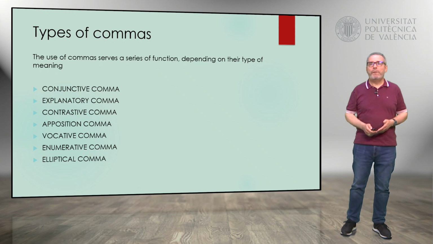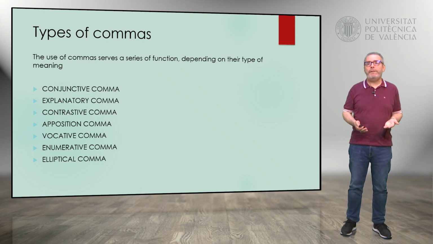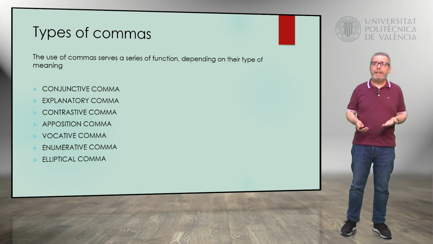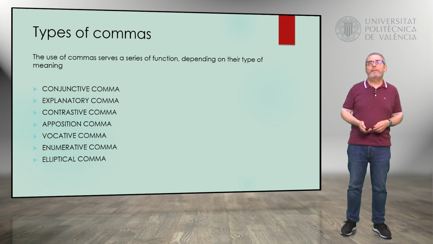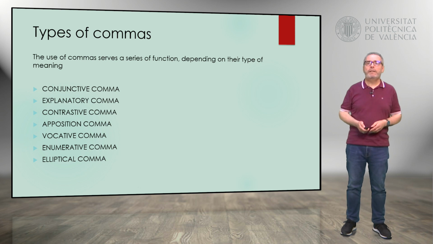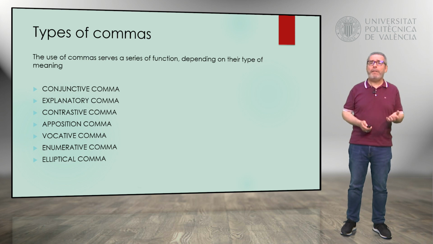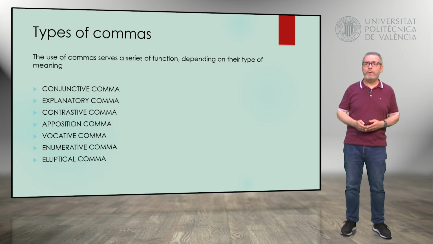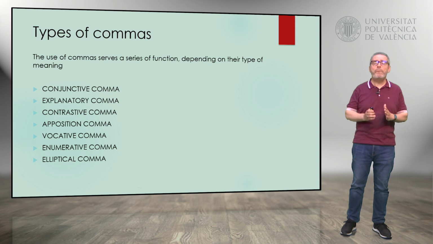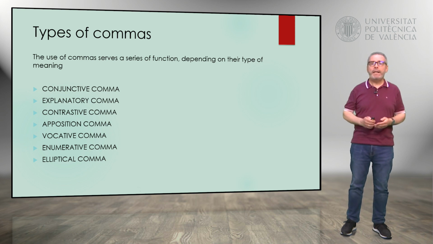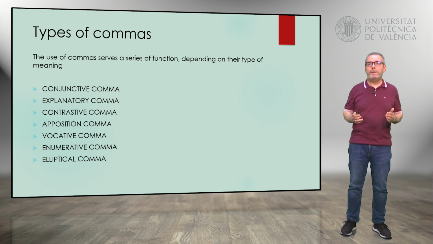There are 7 types of commas, and these types serve a different function depending on the background meaning of each type. Conjunctive comma, explanatory comma, contrastive comma, apposition comma, vocative comma, enumerative comma, and elliptical comma. Rather than knowing exactly the name or identifying the name of each type, the most important thing is to know the purpose and the meaning of each type in order to use it correctly in academic texts.